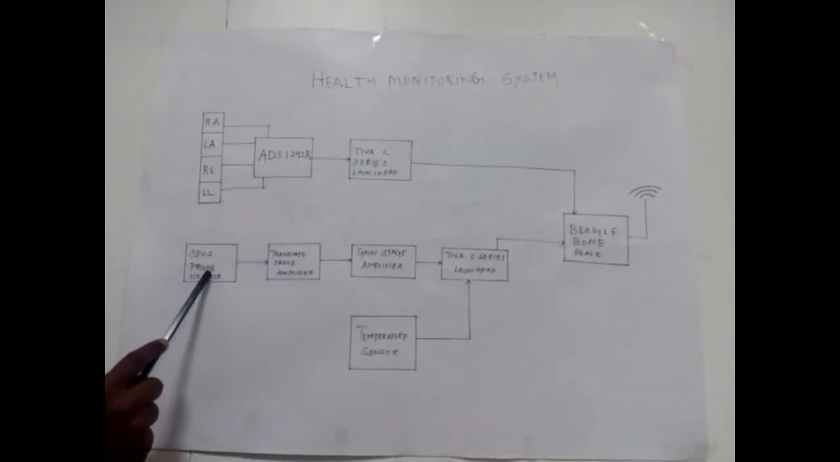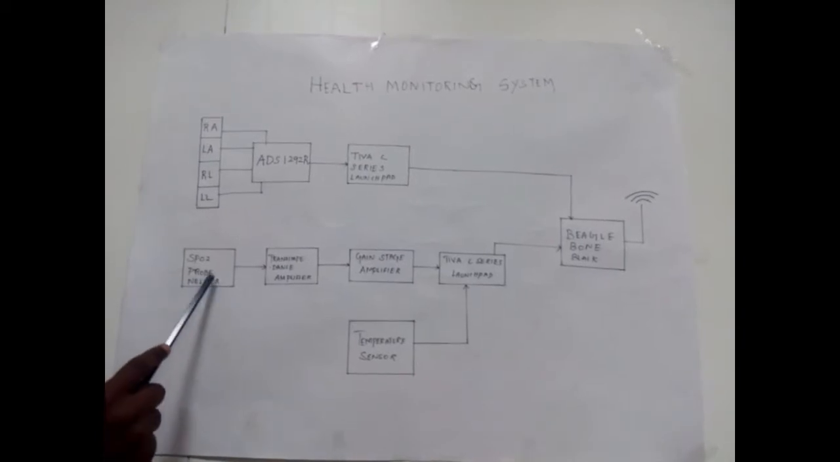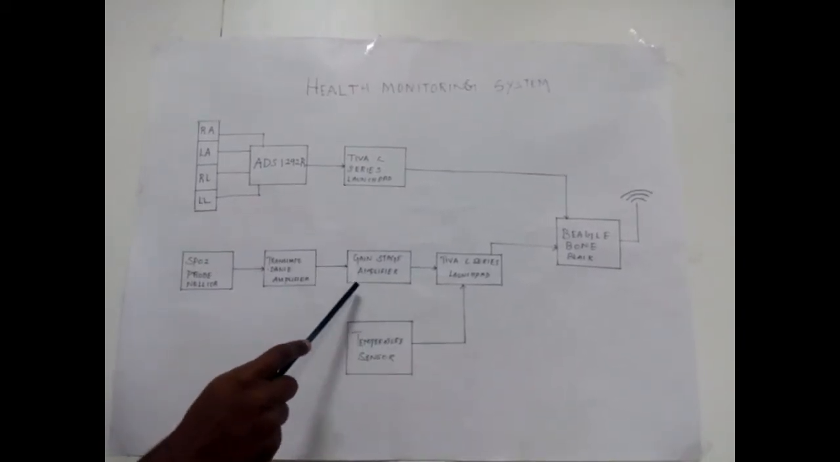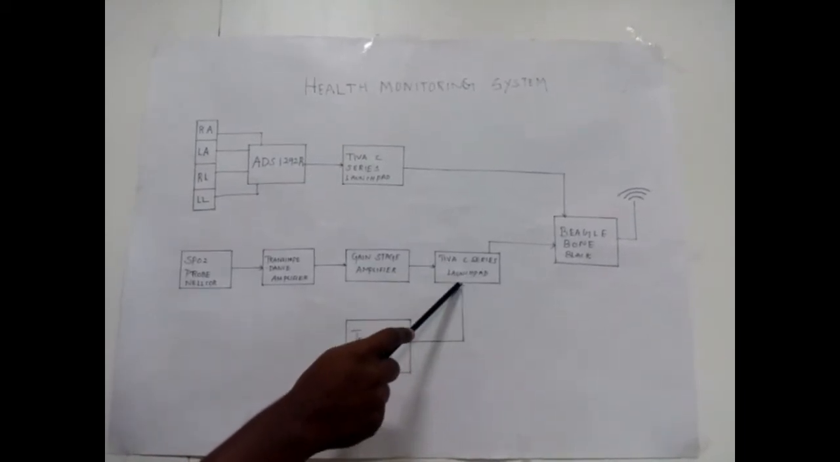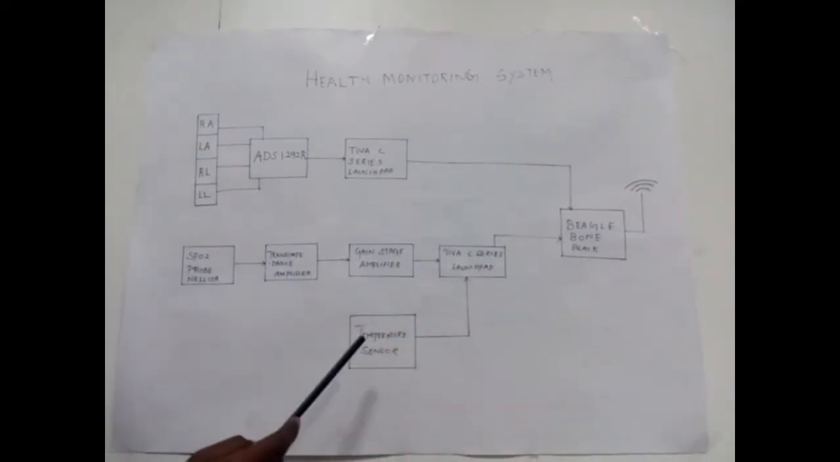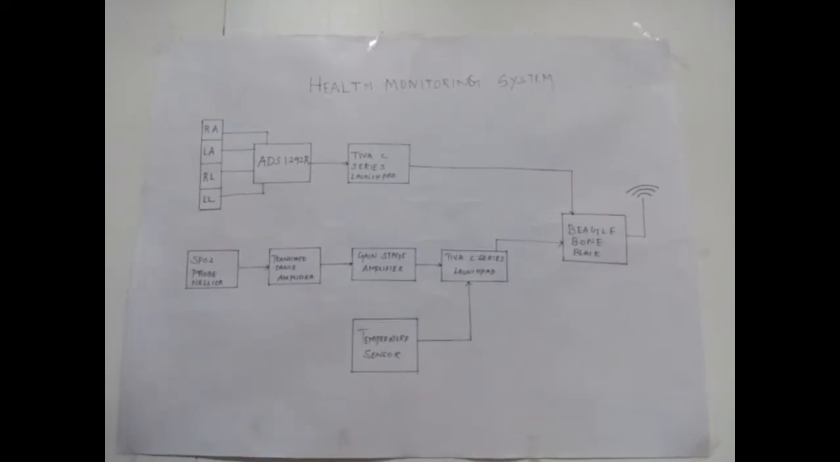Similarly, an SpO2 probe is used for monitoring the oxygen saturation of the blood of the patient. This stage is followed by a transimpedance amplifier and a gain amplifier for amplifying the signal to the required level, and finally given to the TIVA C-Series launchpad for further processing, and the processed signal is finally given to the BeagleBone Black. A temperature sensor is also used for monitoring the temperature of the patient.